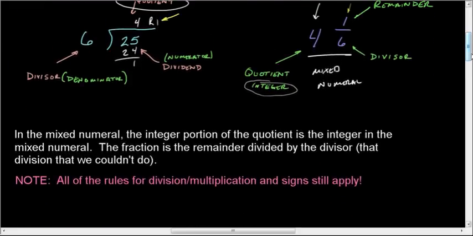One of the things you want to keep in mind is that the integer portion of the quotient is the integer portion of the mixed number. The fraction is the remainder divided by the divisor. This is, again, just re-illustrating the structure of what a mixed number is and what division is.